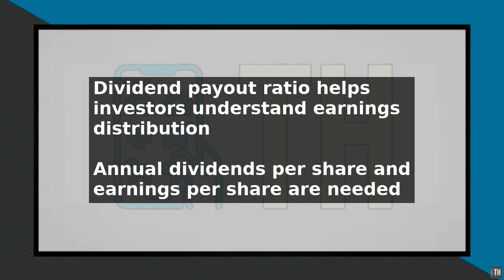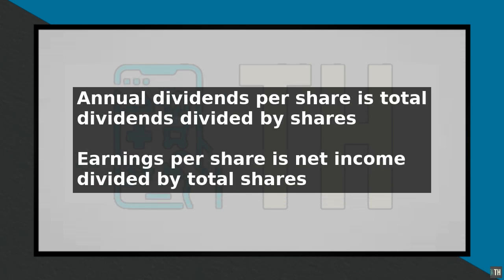First, find the annual dividends per share, which is the total amount of dividends paid out to shareholders in a year, divided by the total number of outstanding shares. Next, find the earnings per share, which is the company's net income divided by the total number of outstanding shares. Then, divide the annual dividends per share by the earnings per share to get the dividend payout ratio.